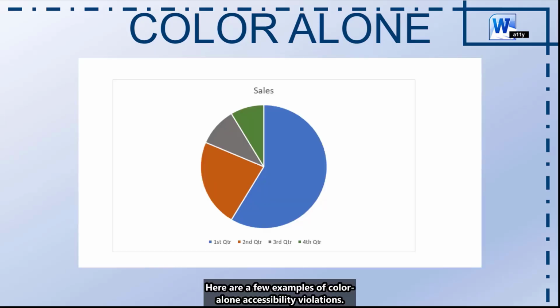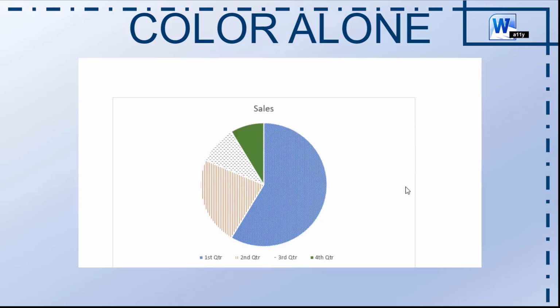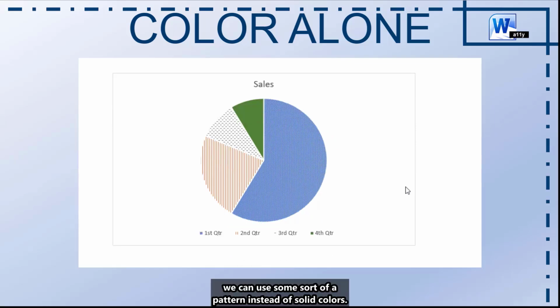Here are a few examples of color alone accessibility violations. In this pie chart, we have 4 different segments, each its own color. We have a blue section for first quarter, orange for second quarter, gray for third, and green for fourth quarter. To show this in another way, we can use some sort of a pattern instead of solid colors. Therefore, if you cannot differentiate between the colors, you have vertical lines, polka dots, horizontal lines, and one solid fill.